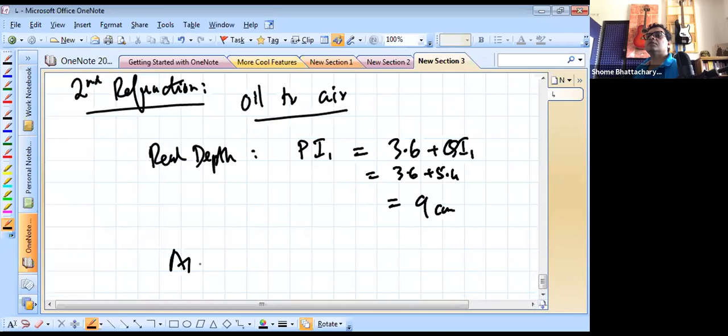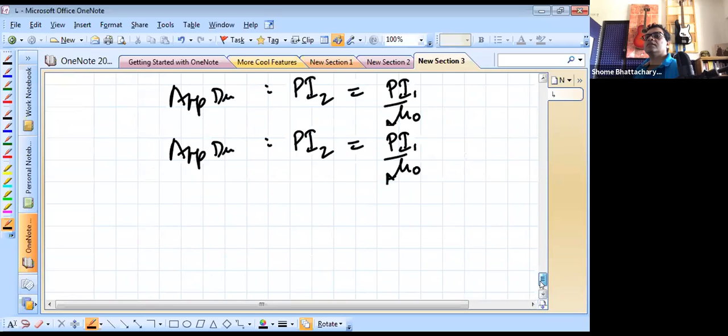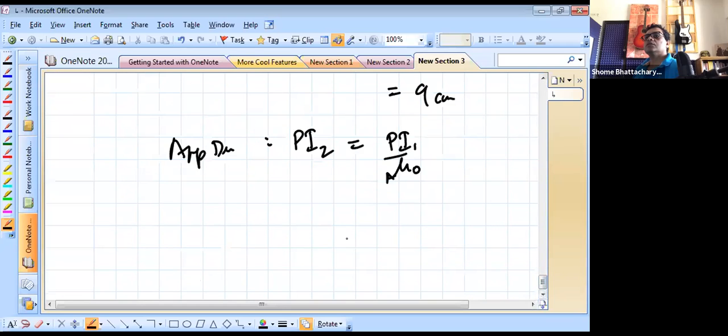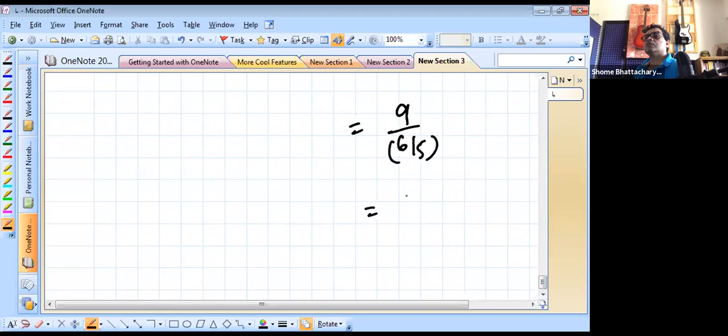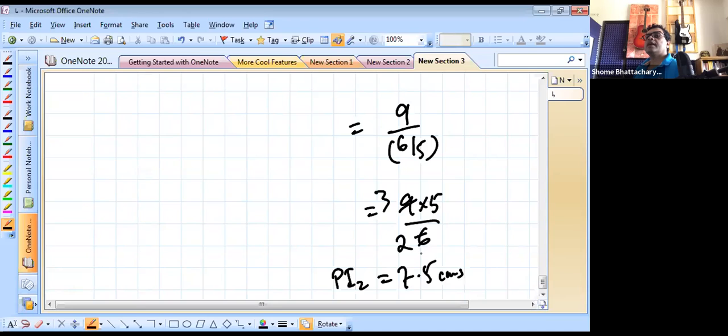And the apparent depth is PI2, and I2 is the final image. So that should be the real depth divided by the refractive index of oil with respect to air. That is just the absolute refractive index of oil. So this will become 9 divided by 6 by 5. So that is how much? 7.5. Okay, so this is PI2, and I2 is the final image.